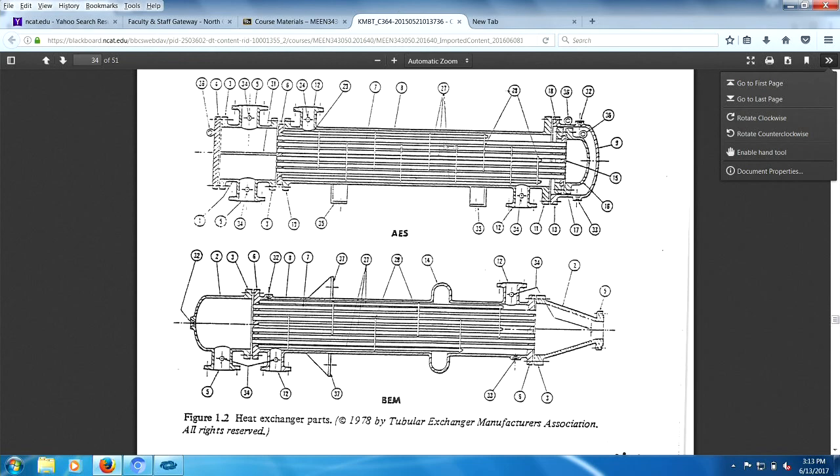We have a floating head here. Actually, no. Is this a floating head? No, it's not. Look at that. There is no floating head here. What you have here is an expansion bellows on the shell. These things are probably very sensitive. You don't want to damage these things. They got to move, so they got to expand and contract. They got to maintain pressure.